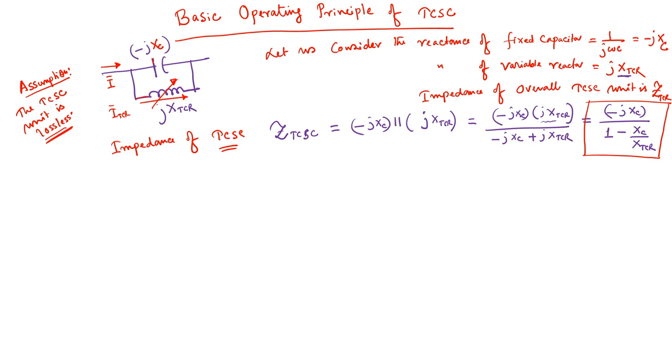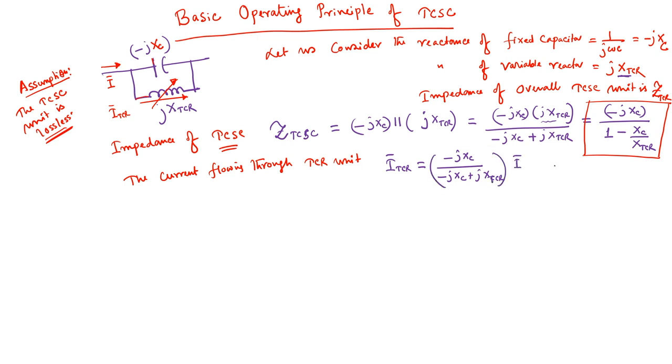Now, similarly, the current flowing through the TCR unit will be equal to, as you know, ITCR is equal to this impedance minus JXC divided by the summation of both the reactances, that is minus JXC plus JXTCR, multiplied with I, where I is the line current.